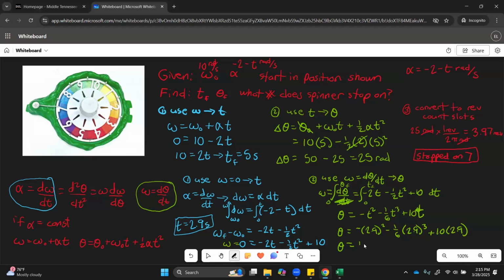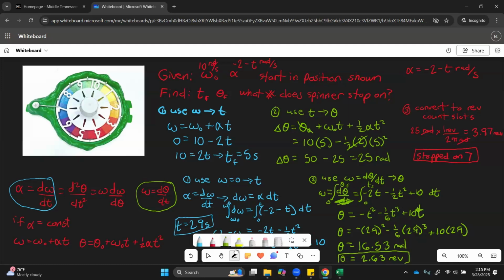So theta equals 16.53 radians. We divide by 2 pi to convert that to revolutions. 16.53 divided by 2 pi is 2.63 revolutions. So now the wheel has spun 2.63 revolutions.